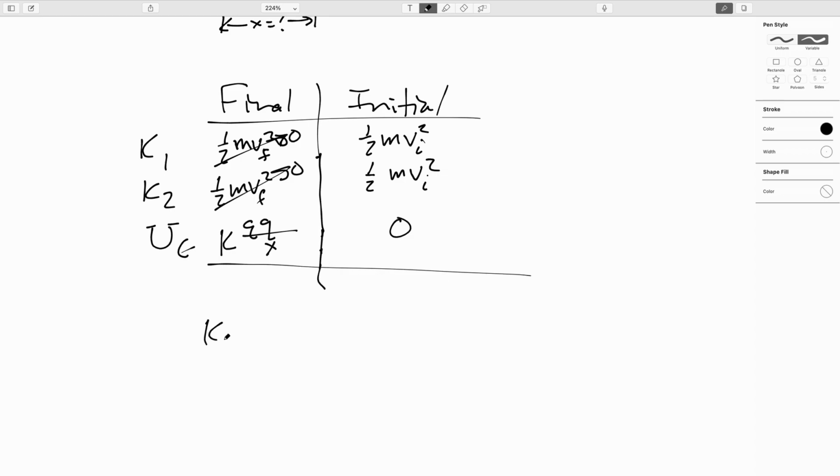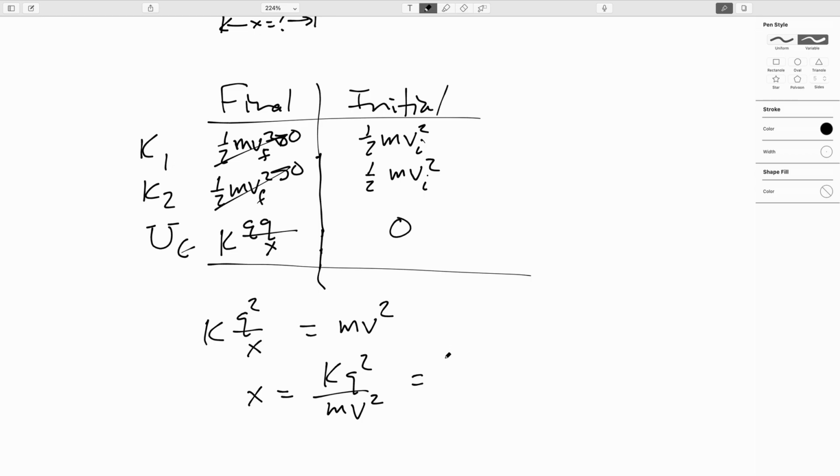So we will have kq squared over x is equal to 1/2 mv squared plus 1/2 mv squared, which is just plain mv squared without the half. Then we're solving for x, so a little bit of cross multiplying will give us x is equal to kq squared over mv squared. All right, so we'll go ahead and stick in our numbers.